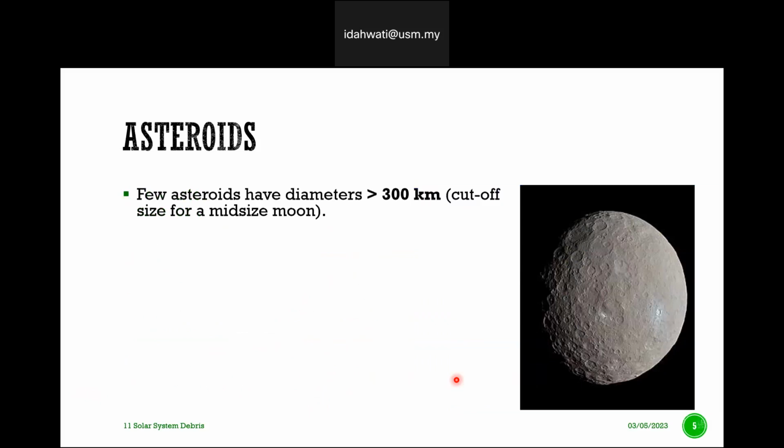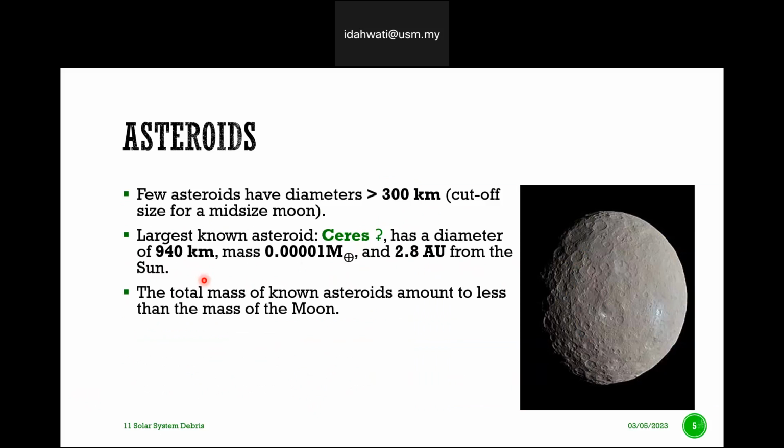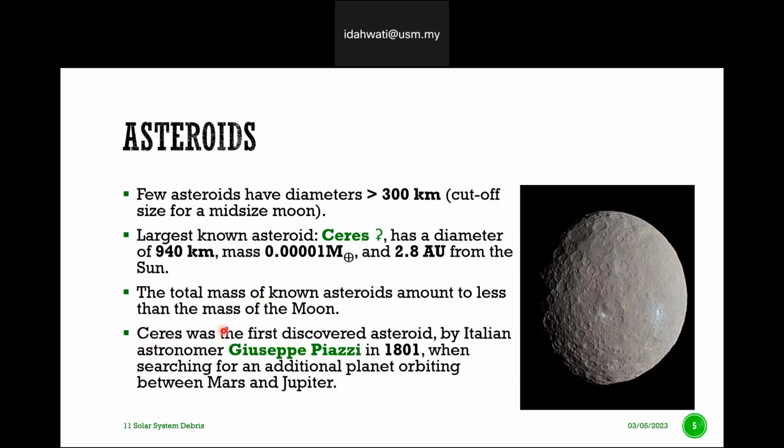A few asteroids have a diameter of more than 300 kilometers, and the largest known asteroid, called Ceres, has a diameter of 940 kilometers, with mass and distance from the sun shown here. The total mass of all asteroids amounts to less than the mass of the moon. And Ceres was the first discovered asteroid, found by an Italian astronomer, this guy, when searching for an additional planet orbiting between Mars and Jupiter.